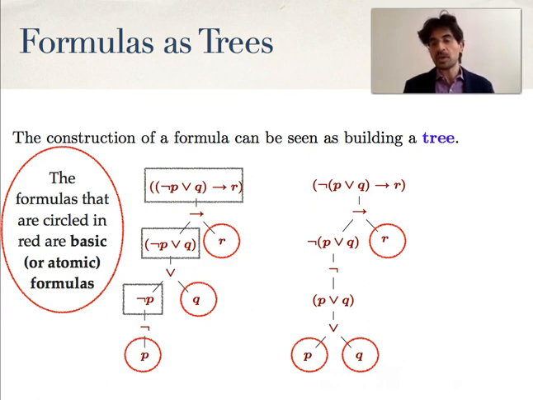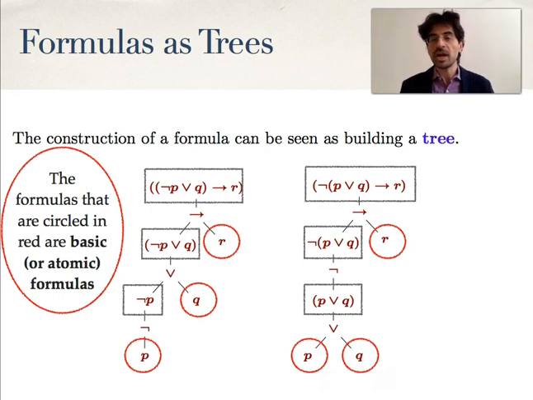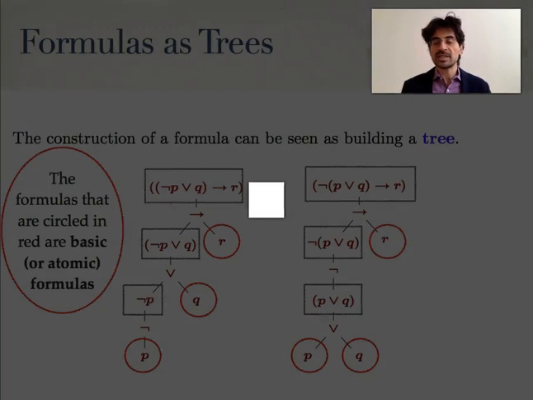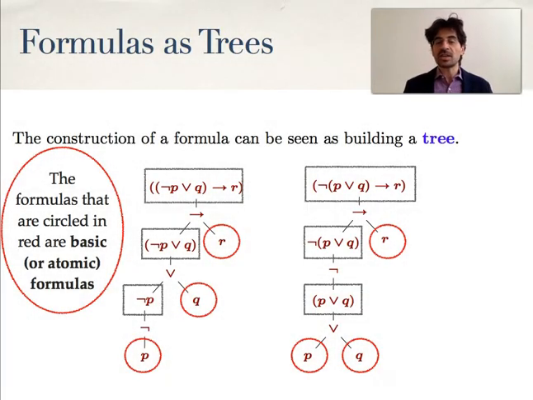And we can do the same with the formula on the right-hand side. So we can use the connective or to combine P and Q and obtain the formula P or Q. Then we can use the connective not to obtain not P or Q out of P or Q. And then finally we can use the connective implication to obtain not P or Q implies R. So the procedure is always the same. We start with atomic or basic formulas, and then we build more complex formulas using the various connectives or operators that we have.